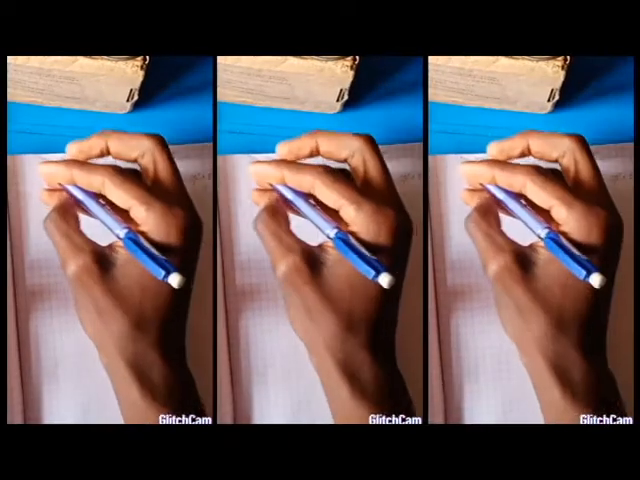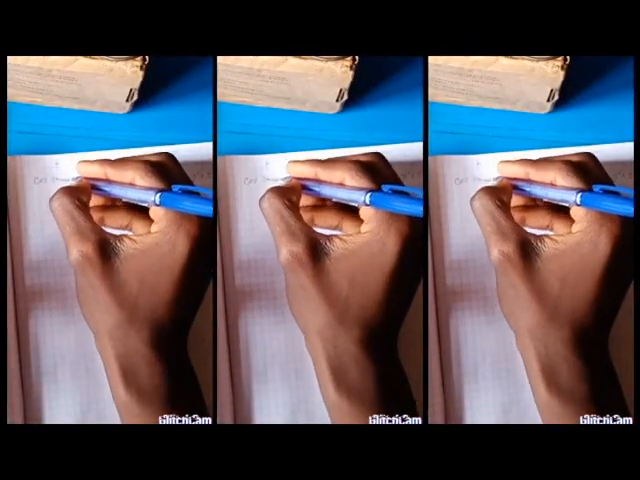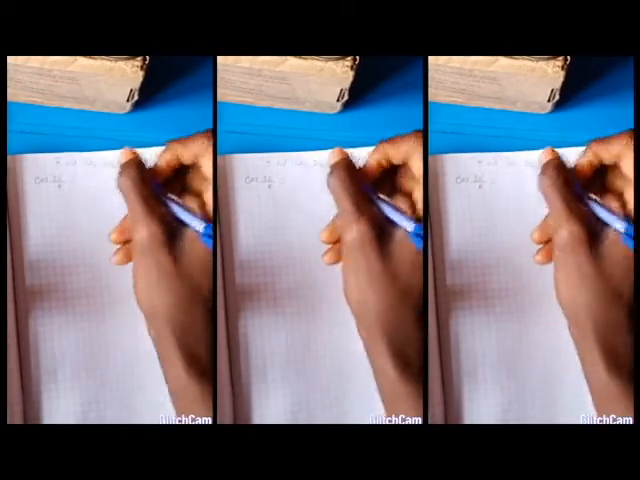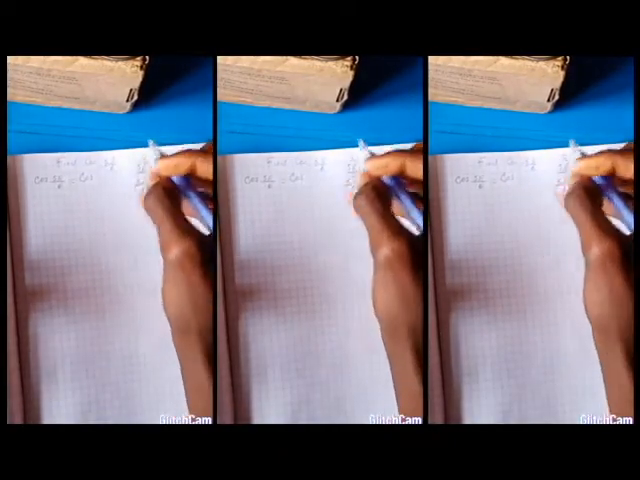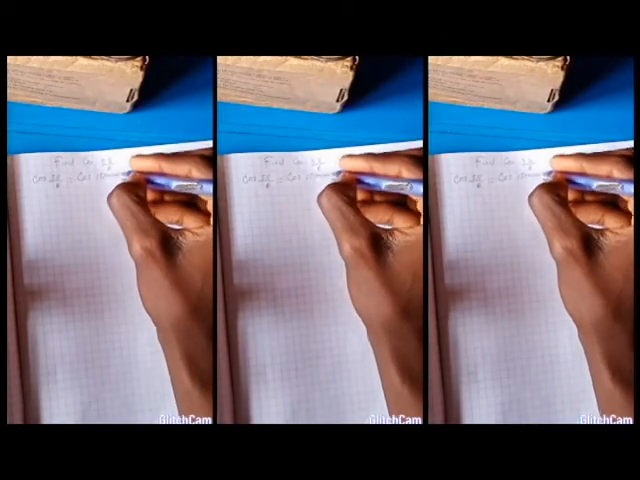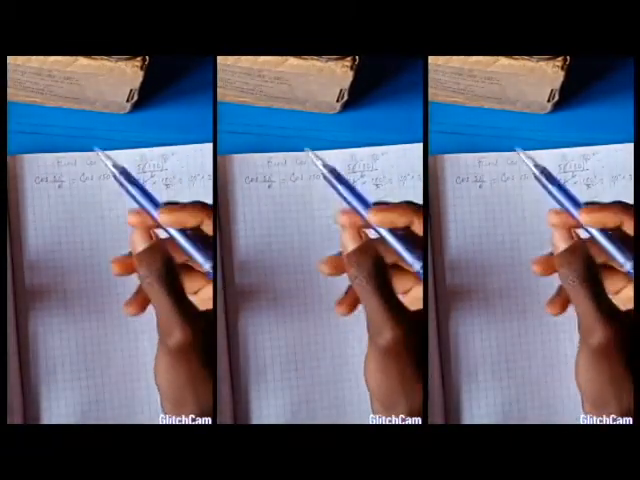So we know that cosine of 5 pi over 6 is equal to cosine of 150 degrees. Now, how do we evaluate cosine of 150 degrees, since we don't have it in the two special triangles that I showed in the beginning?